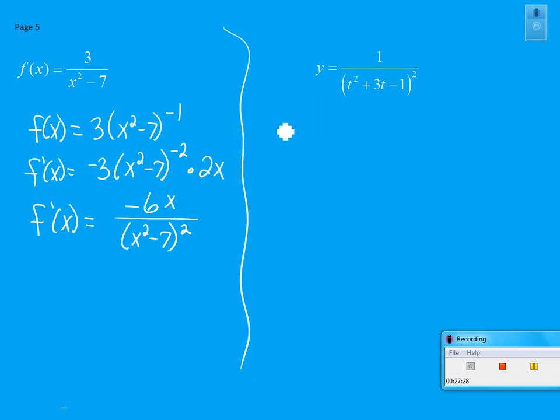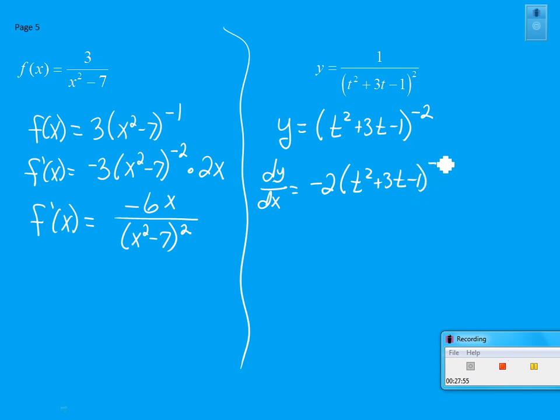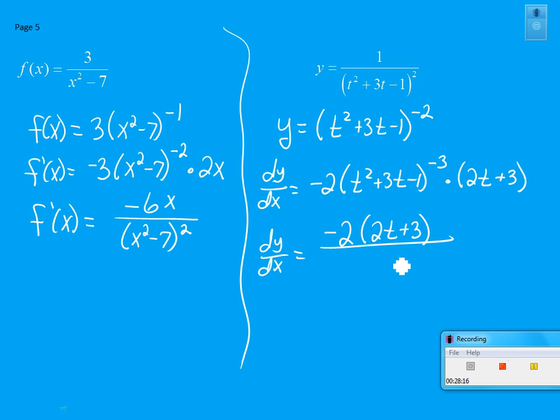Here's my next to the last one, it looks like. I'm going to rewrite this thing as y equals t squared plus 3t minus 1, since I'm bringing it up out of the denominator, to the negative 2nd. Now I'm ready to go get the derivative. Negative 2 times t squared plus 3t minus 1 to the negative 3rd times the quantity 2t plus 3. Ending answer. In the numerator is going to be a negative 2. There's also going to be a 2t plus 3. You could call that negative 4t minus 6 if you want, over t squared plus 3t minus 1 to the 3rd. Then we got it. That's the derivative.